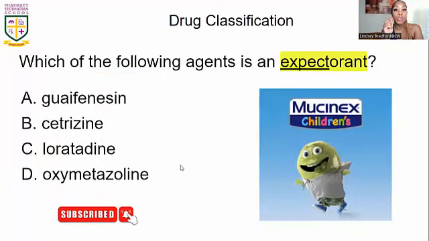Now, drug class is going to be on your board exam. You need to know this. Which of the following agent is an expectorant? Which of the following agent is an expectorant? The key word here is expect. When someone takes an expectorant, that means that they are expecting mucus, right? An expectorant is like Mucinex, is basically what it is.